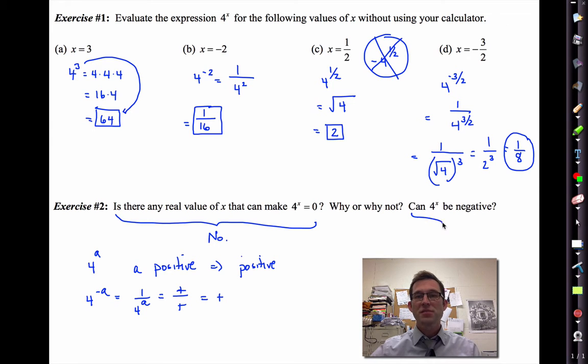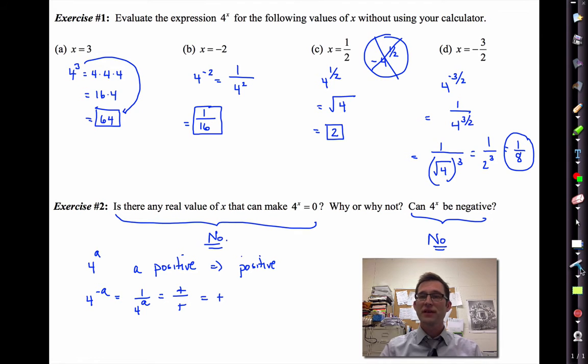Can 4 to the x be negative? Absolutely not. No, definitely not. Again, it can't even be 0, so it certainly can't be negative. Now this is very important. When we work with exponential expressions, the base of the expression is always a constant, and on top of that, it's always a positive constant. And the fact that those expressions are always greater than 0, not equal to 0, not less than 0, is actually quite important. All right, pause the video now and write down anything you need to.